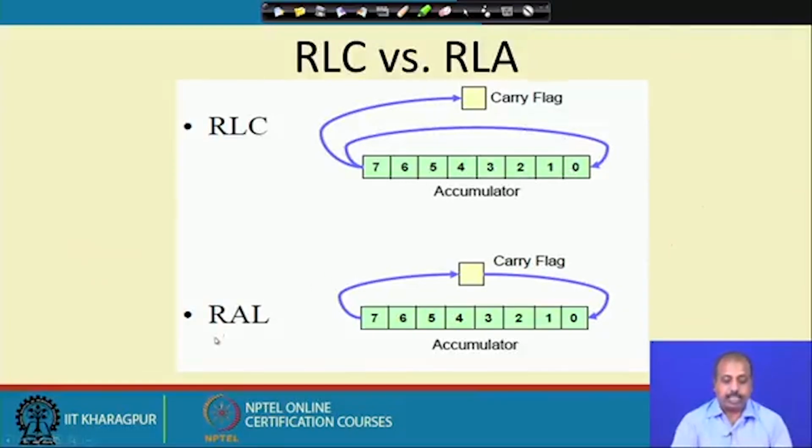On the other hand, this RAL is also rotate left, but now bit 7 will go to the carry flag and the carry will come to bit 0. So, this is a rotation through the carry. That is why it is called rotate through carry. So, carry is also rotated as part of it.